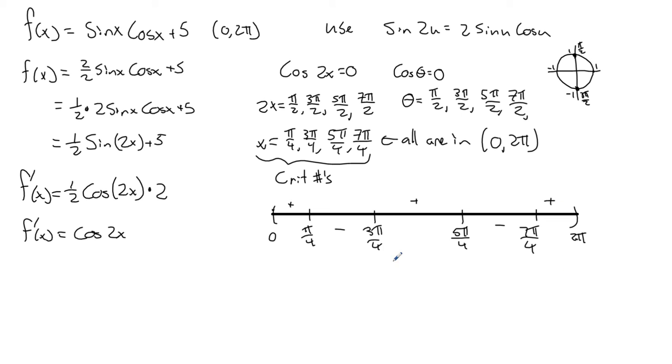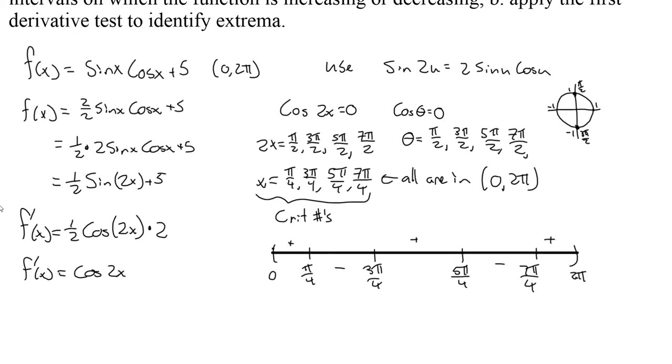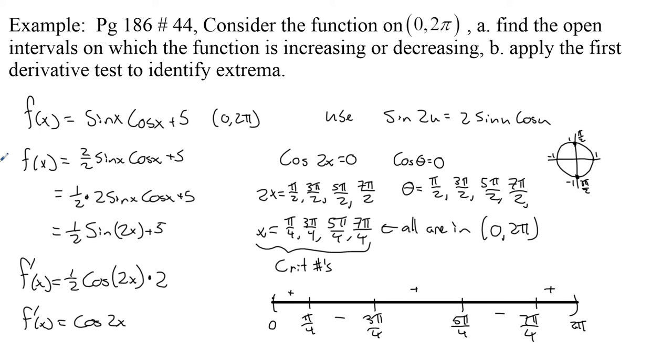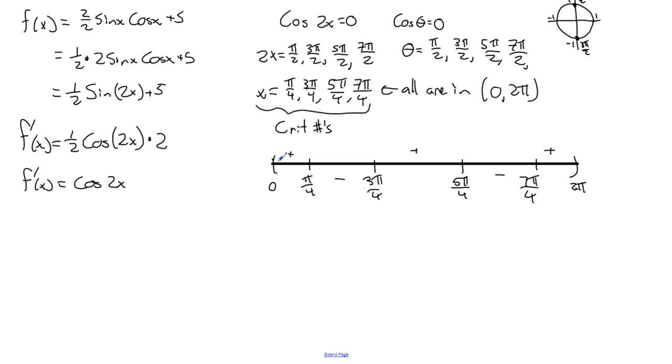So when I look at this, and again, the directions say, find the open intervals on which the function is increasing and/or decreasing. Okay, so from 0 to pi over 4, since the values of the first derivative are positive, it's increasing. From pi over 4 to 3 pi over 4, because the values of the first derivative are negative, it's decreasing, and it goes back and forth like that. So I have increasing functions.